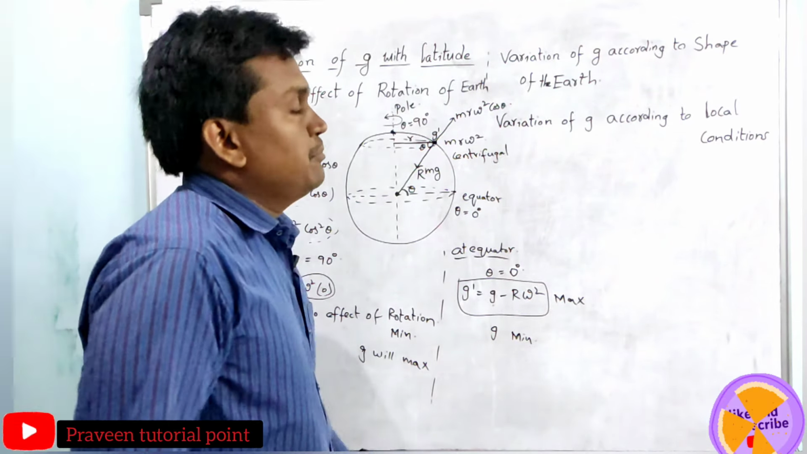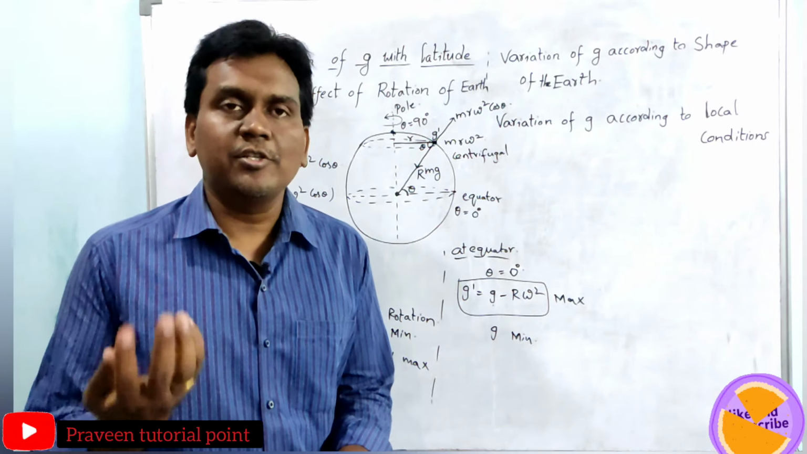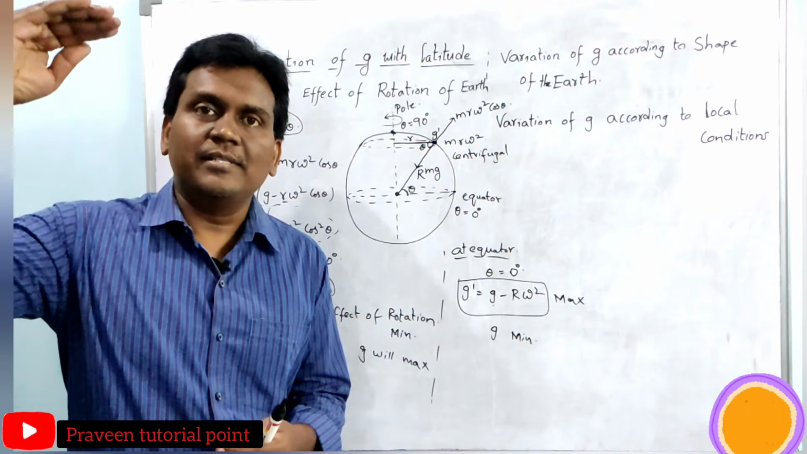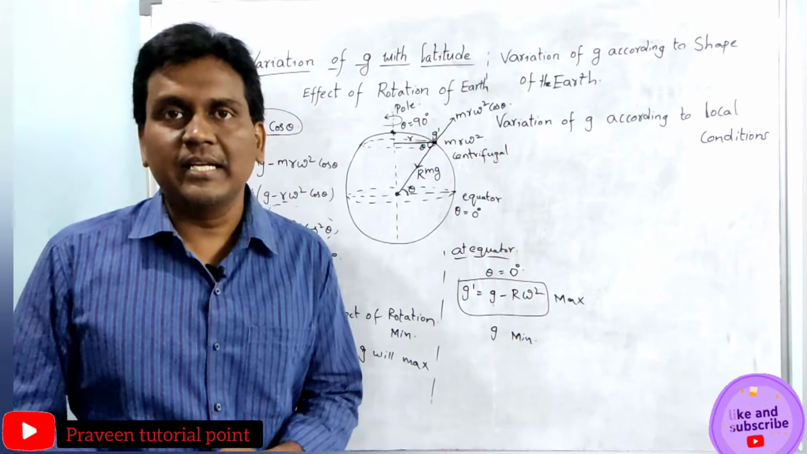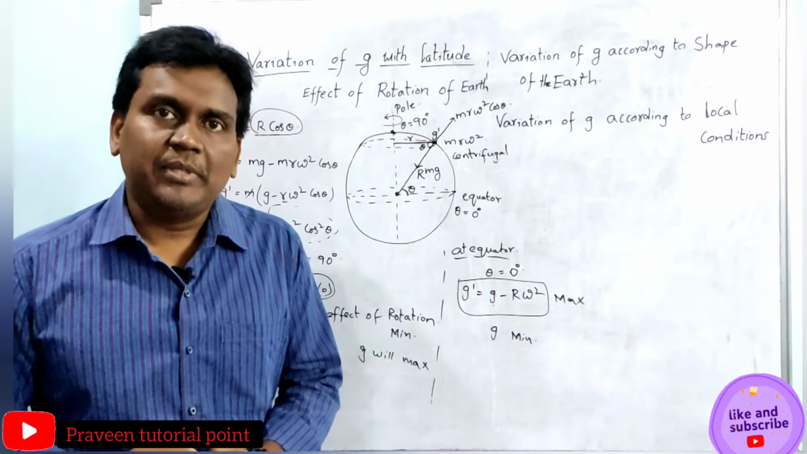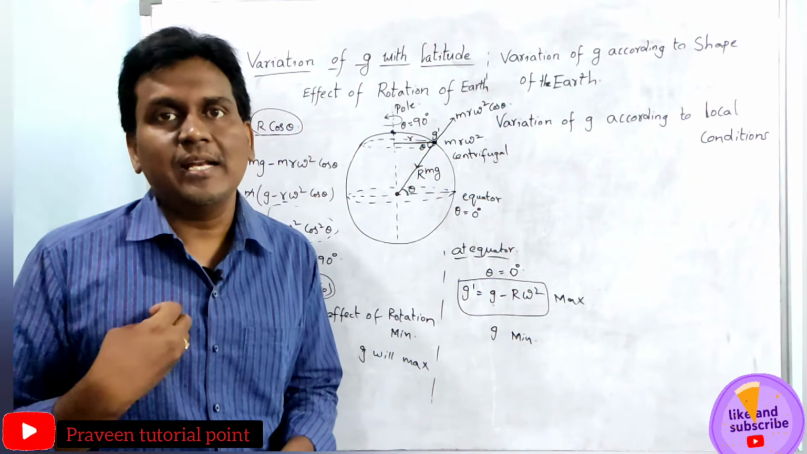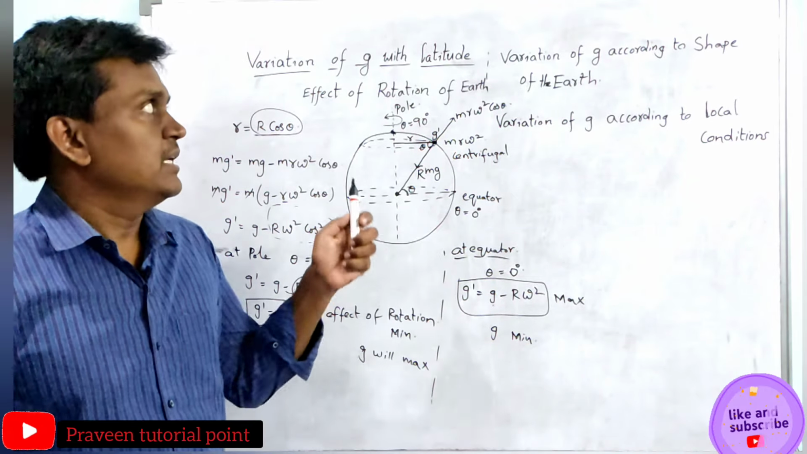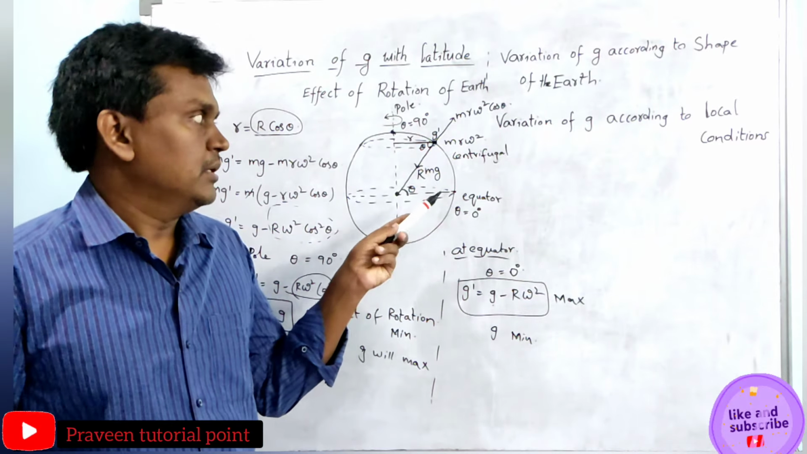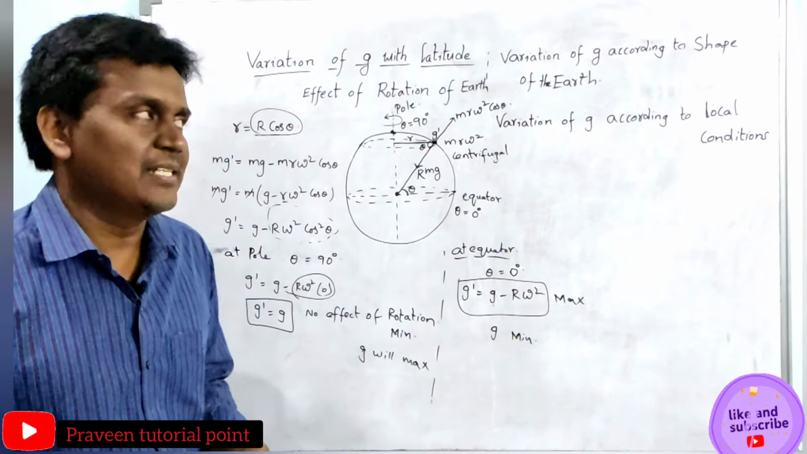And in previous classes we have discussed the variation of g with altitude. That means if the height increases, the g value will decrease. And in the next section we discussed the depth. If the depth increases, the g value also decreases. And coming to the latitude, due to the rotation of the earth, the g value decreases.